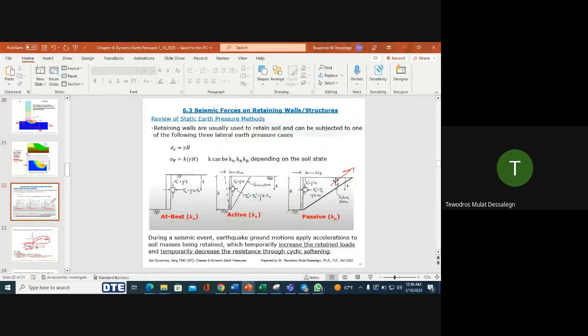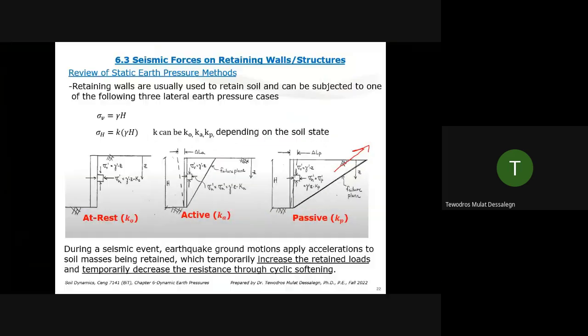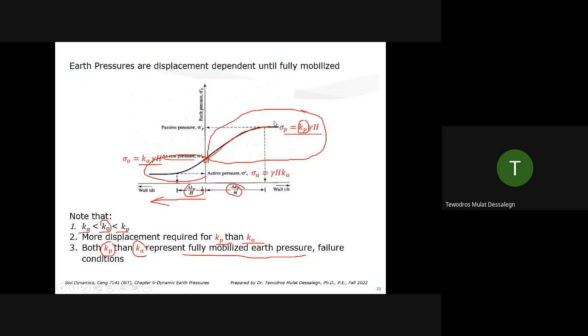So section 6.3, the seismic forces on retaining walls and structures. The first part of this section is just a static portion. You're familiar with the at rest, the active and the passive conditions. And for full mobilization of the active and passive conditions, we need some kind of displacement.